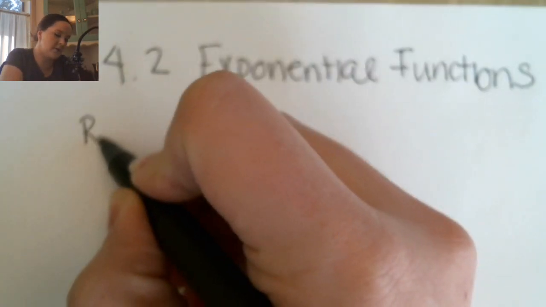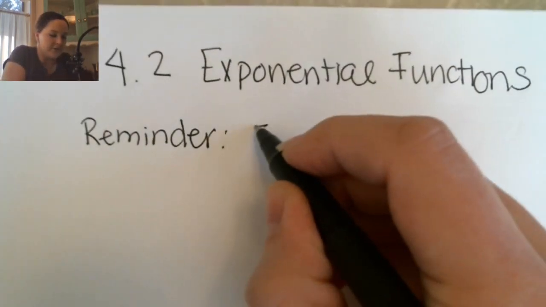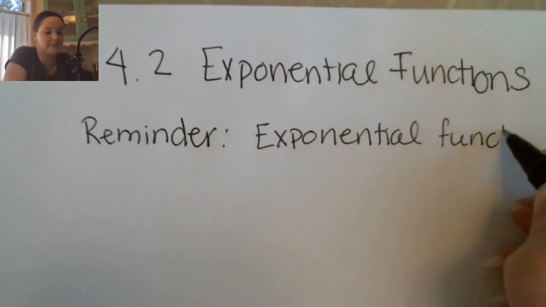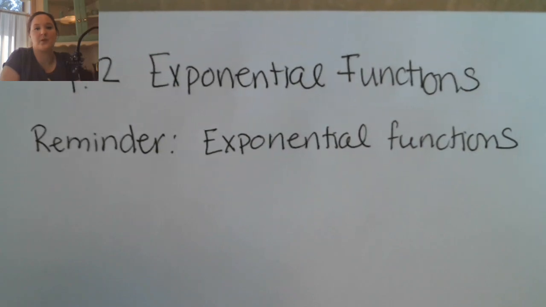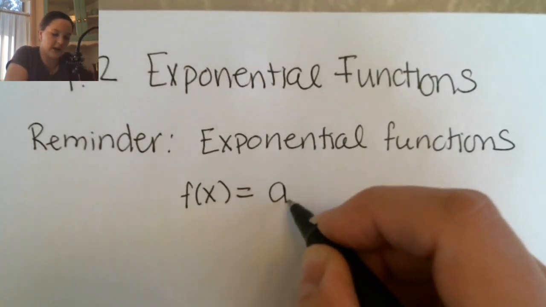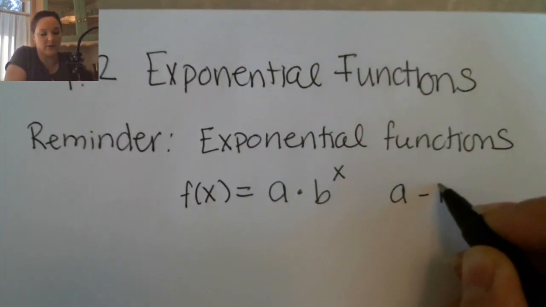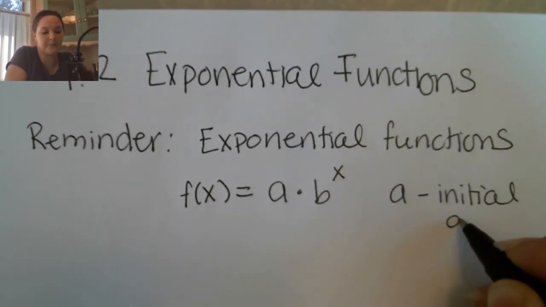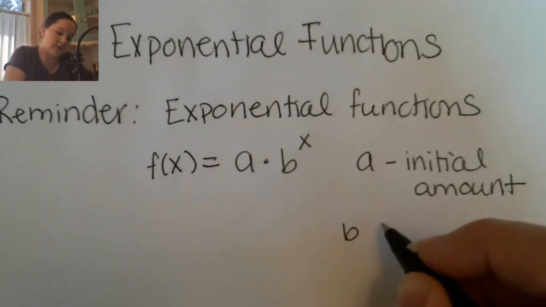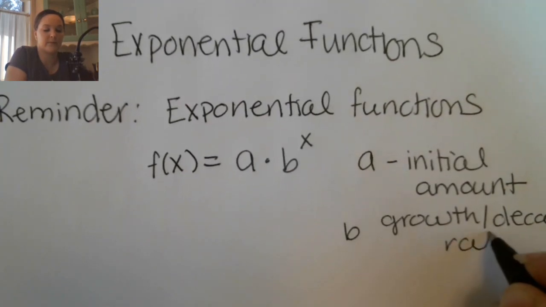So the first thing I want to do is remind you of what makes something an exponential function. An exponential function should all have the same format: f of x or y is equal to a times b to the x. Remember a is the initial amount, and b is the growth or decay rate.